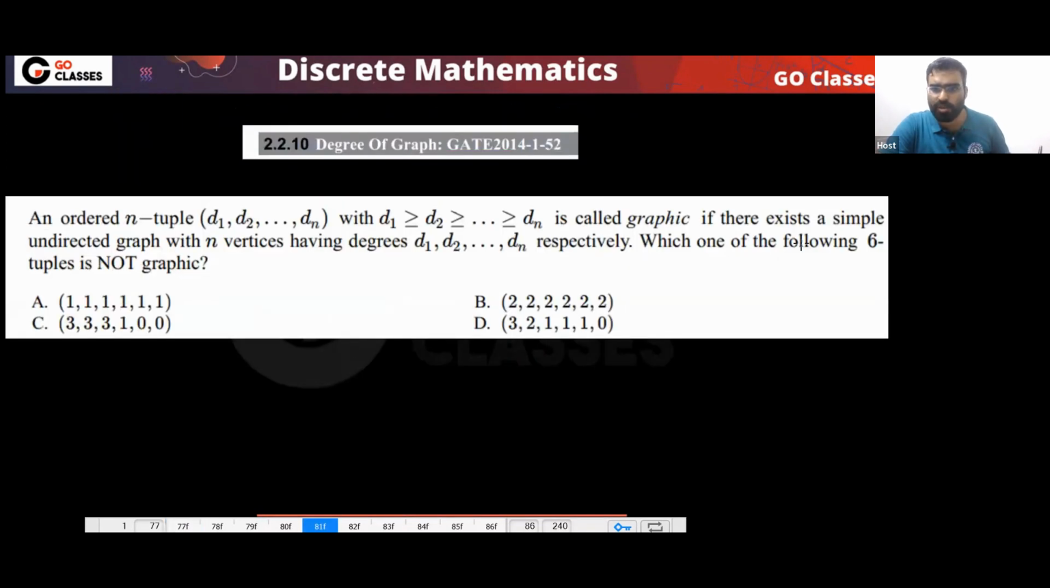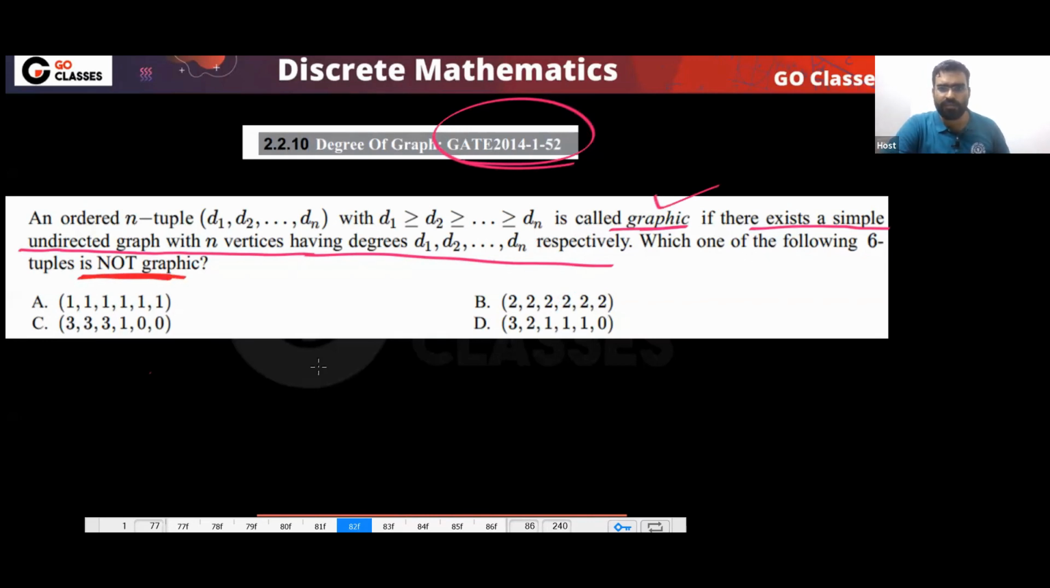This is another GATE exam question, GATE 2014. A sequence is called graphic if there exists a simple graph with n vertices having this degree sequence. So this is the definition of graphic that is given to you. Which of the following is not graphic? Let us see.